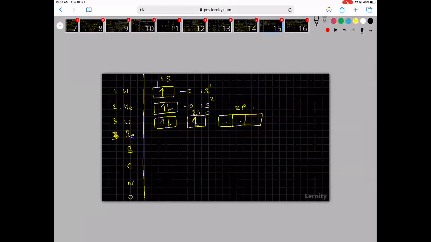Now the lithium configuration is 1s2, 2s1. This is not a power, the 2 doesn't mean s to the power 2. 1s2 says that in the first shell s orbital, there are 2 electrons. In the second shell s orbital, there is 1 electron. For beryllium, it will go this way, so it is 1s2, 2s2. Boron.